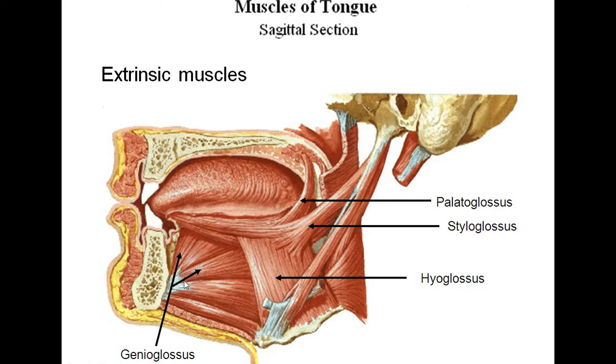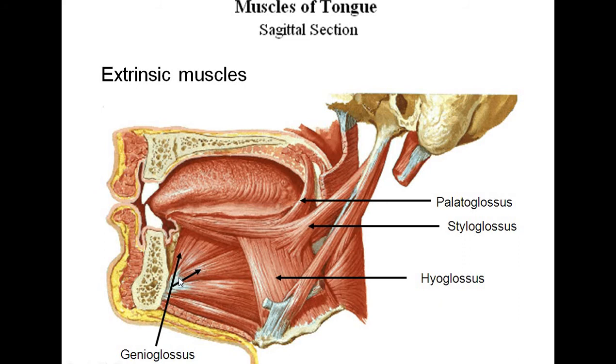The genioglossus muscle is the key muscle of this region, or the main bulk of the tongue is formed by the genioglossus muscle. So it is also called the safety muscle of the tongue or the life-saving muscle of the tongue. The genioglossus muscle takes origin from the upper genial tubercle and it is inserted.